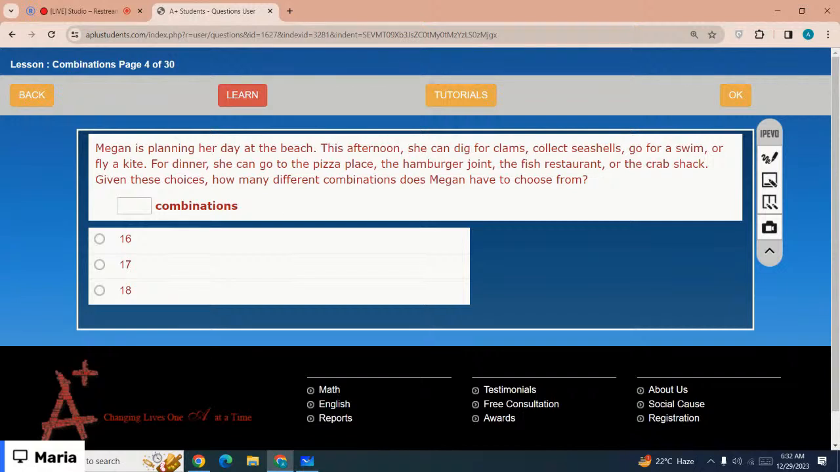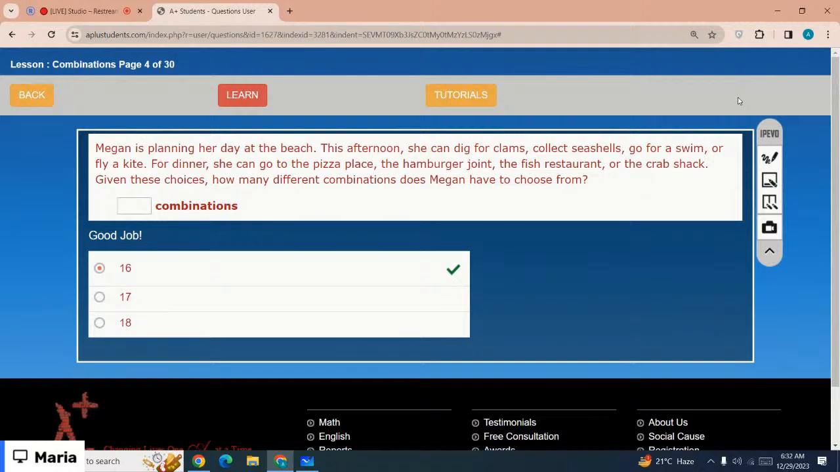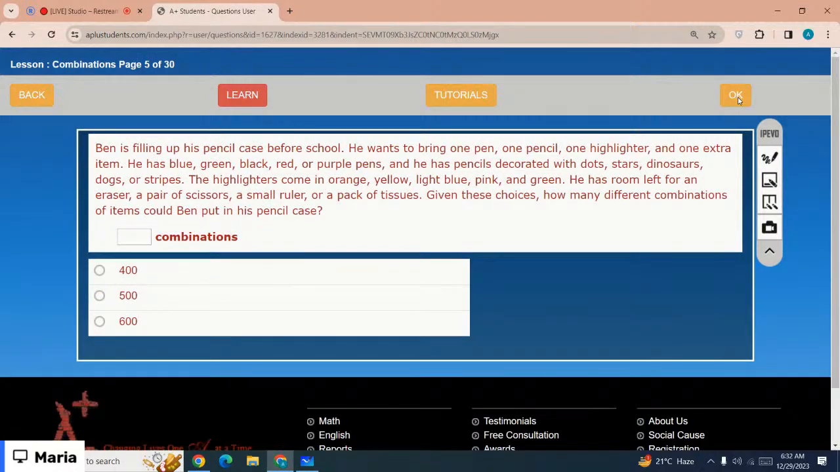Which is the correct option? The correct option is 16. Four choices for dinner and four choices for the activities on the beach. So that is 16. The correct option is 16, right? So I think now you must know the difference between the combinations and the permutations, right? Okay, you can complete the lesson by yourself later today. Let's just move on to the next lesson.